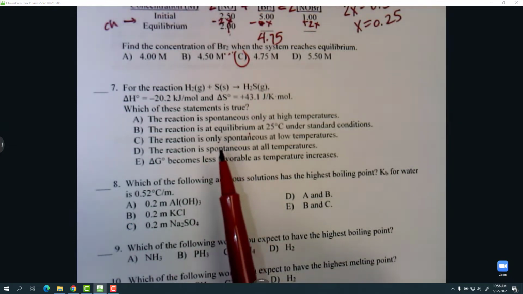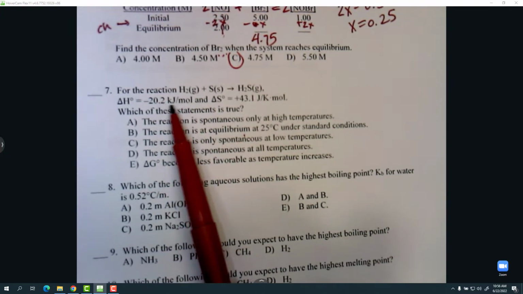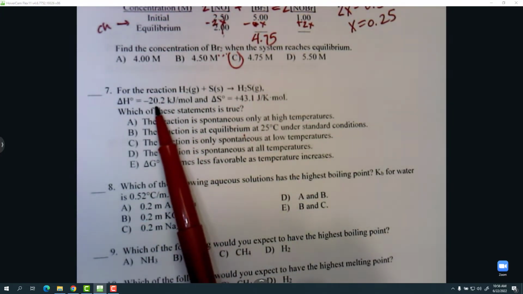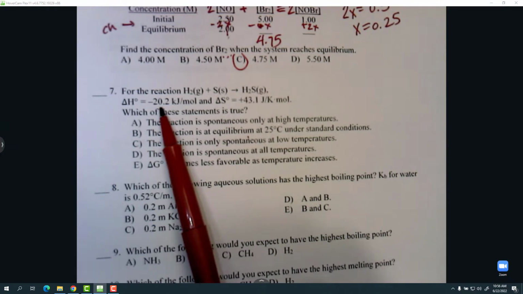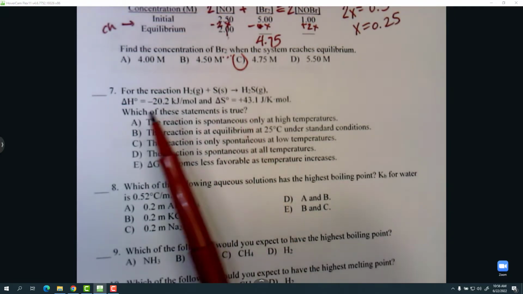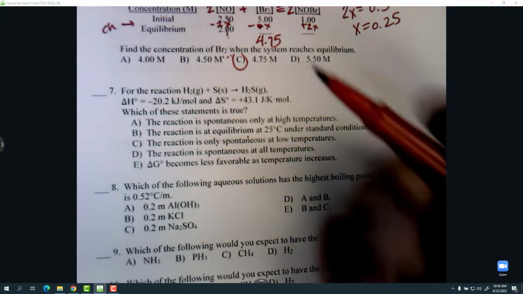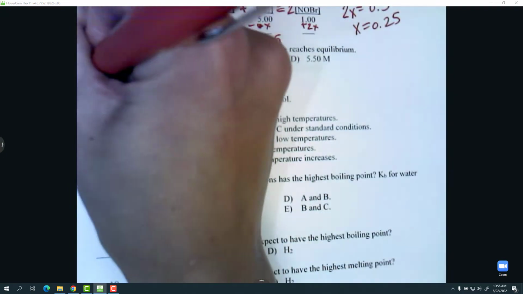The one where it says it is at equilibrium at 25. I mean, that could happen. I would have to do the math to see. But what I'm going to look at is the signs here. This is negative for delta H, so that means it's exothermic. It's giving off heat. That sounds spontaneous. And it's a positive delta S. Disorder is increasing. That also sounds spontaneous. And so this combination of a minus delta H and a plus delta S is when it is always spontaneous.